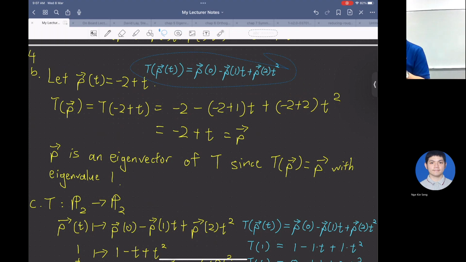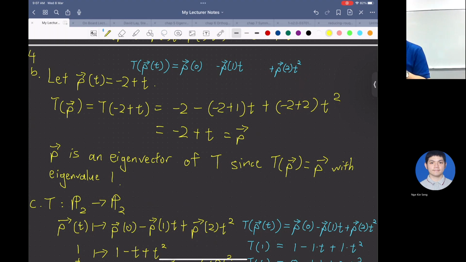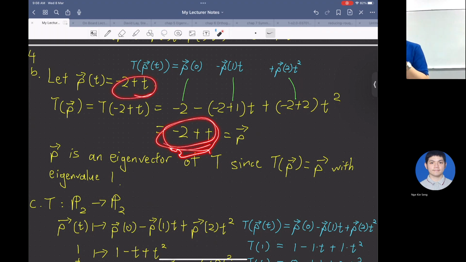So let's compare these two equations. Maybe I move this one to this guy. Okay, something like that. So this one, first one, second one, and third one. Can you see it? So what we get in the end is minus 2 plus t. It turns out that in this case, it is easy to see. It's just P itself. So what we get is TP equals P.